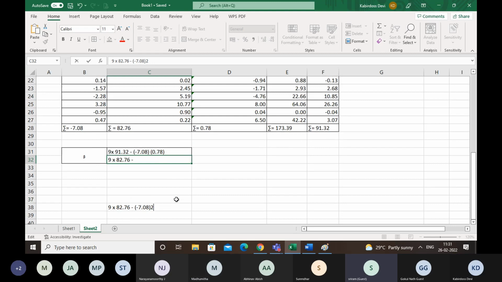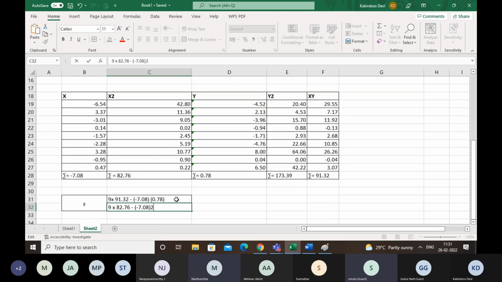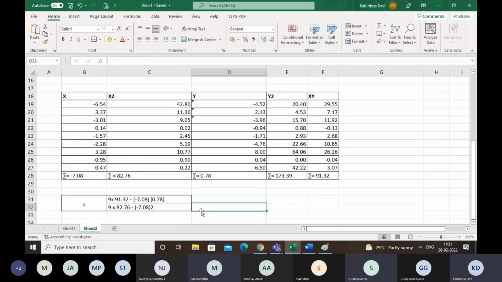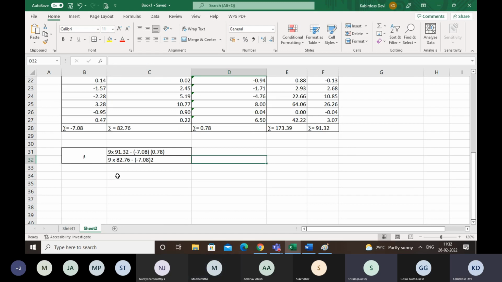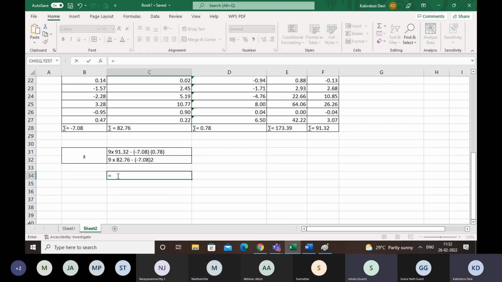Okay, ma'am. Can you simplify and tell me? I will also try the value with Excel. You guys also please try that. Just put the whole 9 into 91.32, which is F28.